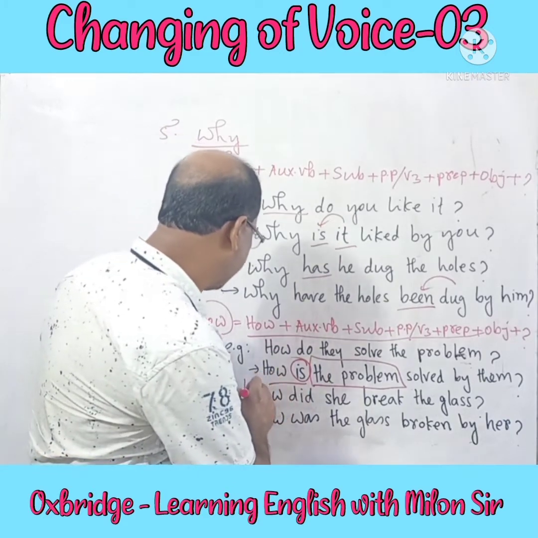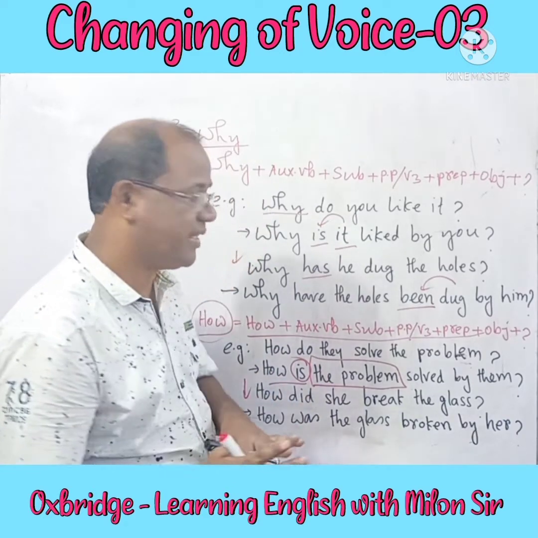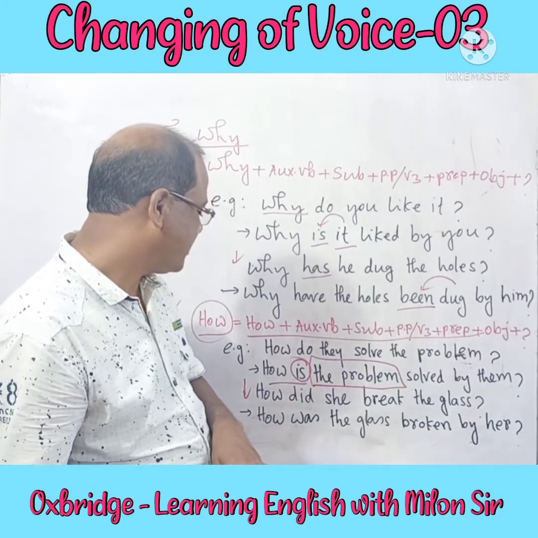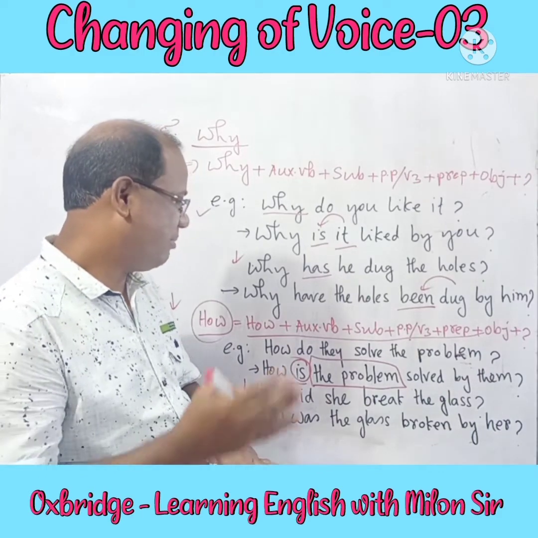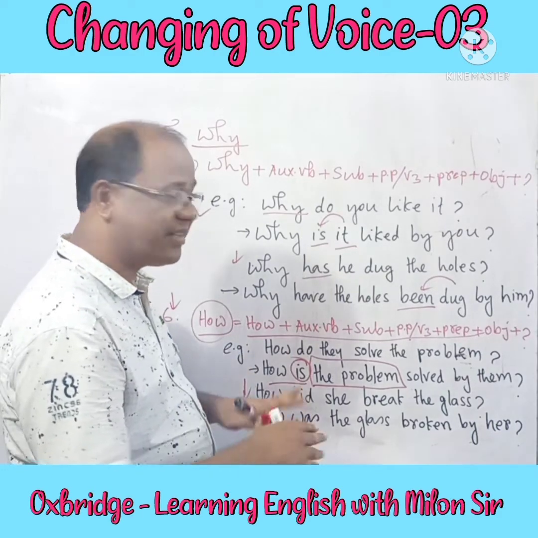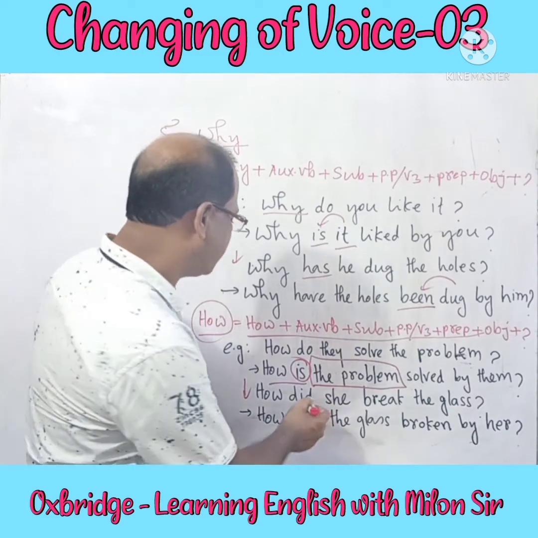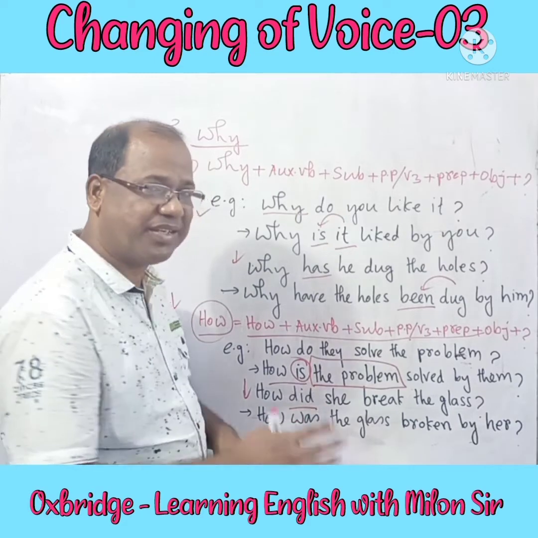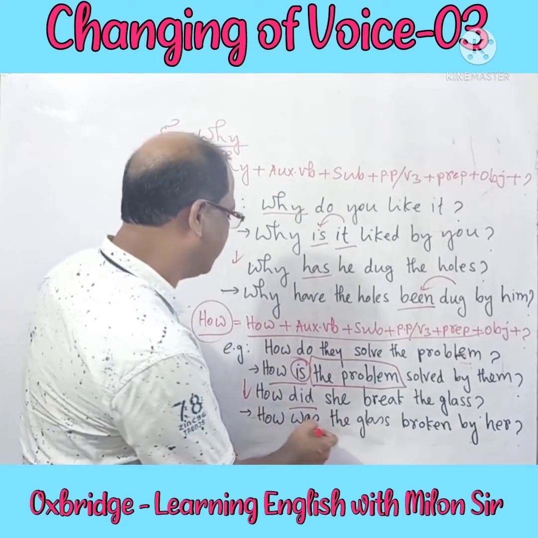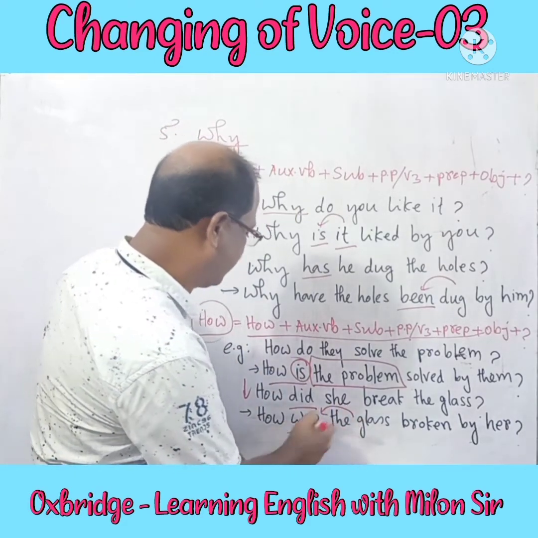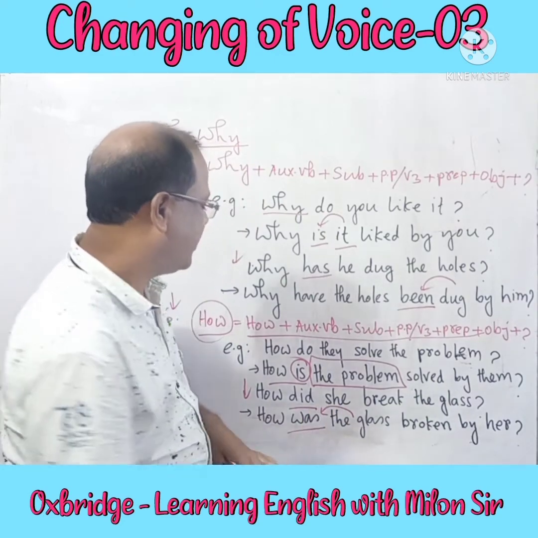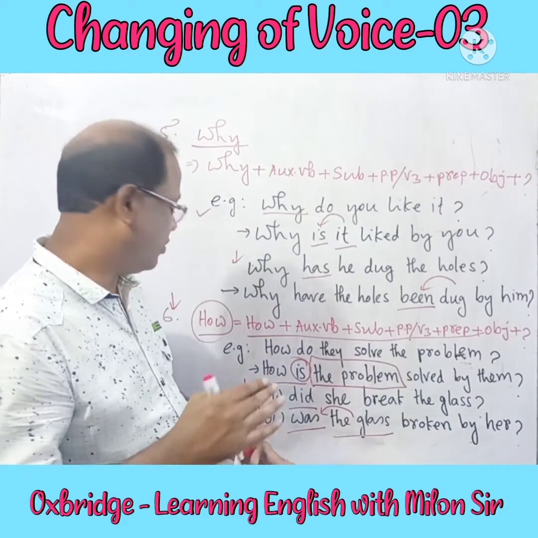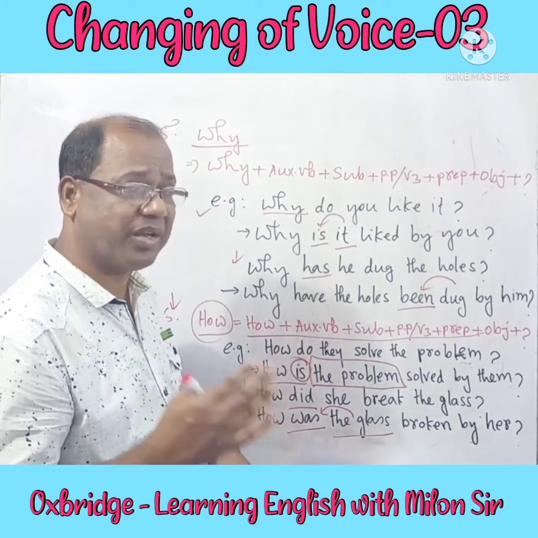The next one, the last one for today: how did she break the glass? The answer is: how was the glass broken by her? The sentence is given in the past simple. You can see did before the subject, so before the subject we have to use was or were. As the subject is singular, I have used was as an auxiliary verb. So, how was the glass broken by her?